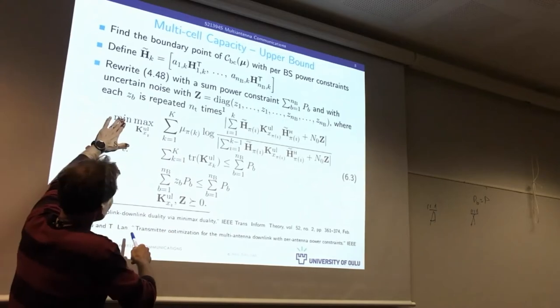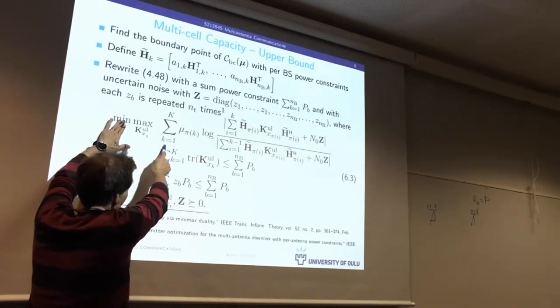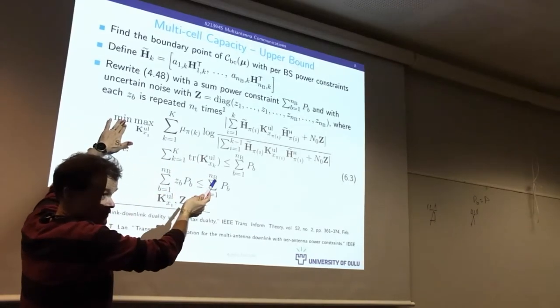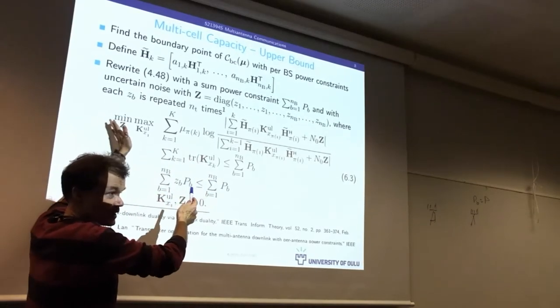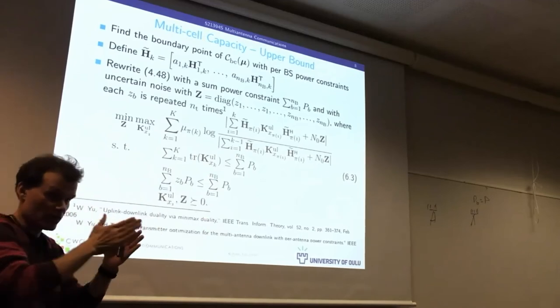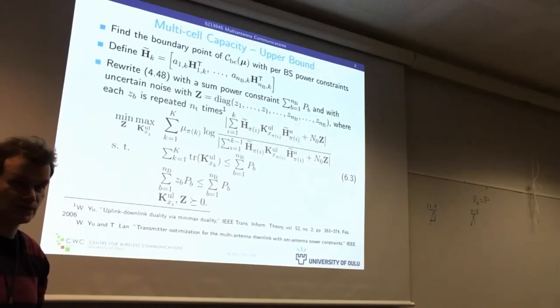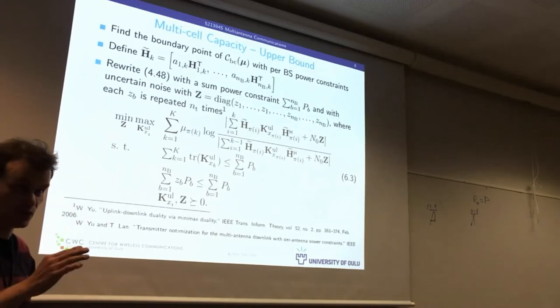Then fix Z and maximize K, ULXI for fixed Z. Okay. And do this for all grid points of Z. Okay. And then choose the worst. Choose the minimum. Okay. That's an easy way to compute this for two base stations.